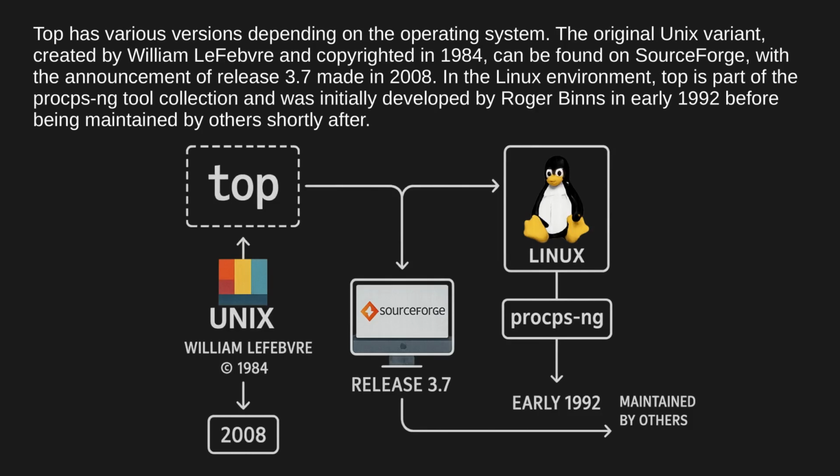TOP has various versions depending on the operating system. The original Unix variant, created by William Lefebvre and copyrighted in 1984, can be found on SourceForge, with the announcement of Release 3.7 made in 2008. In the Linux environment, TOP is part of the procps-ng tool collection and was initially developed by Roger Binns in early 1992 before being maintained by others shortly after.